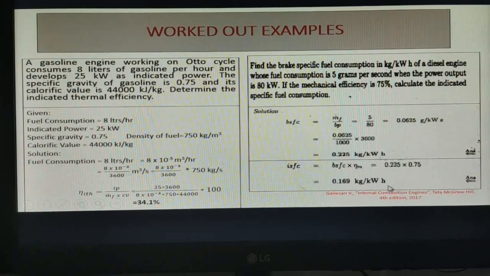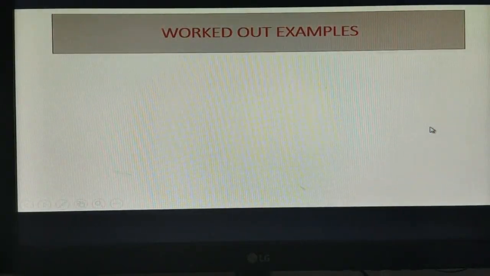In this lecture, whatever numericals we are solving, we are referring to the book by V. Ganesan, Internal Combustion Engines, Tata McGraw Hill Publications, 4th edition, 2017. So now we have seen two numericals. Again we'll see some more examples.